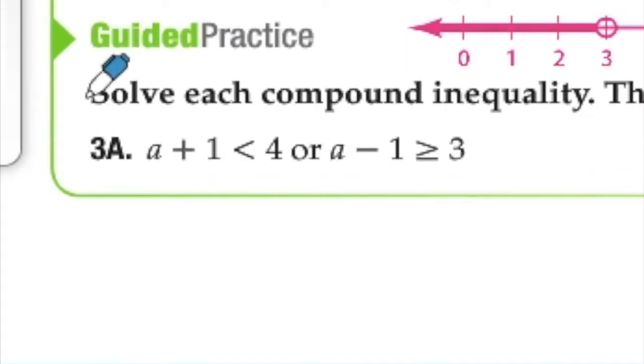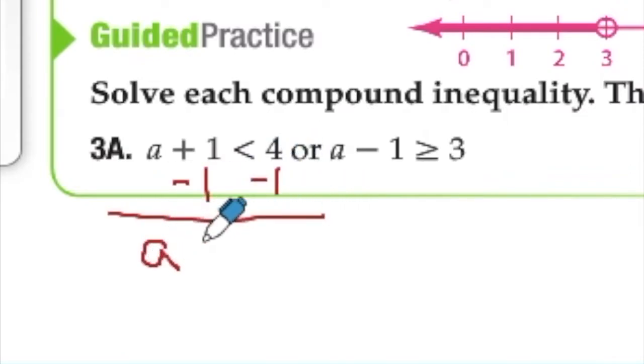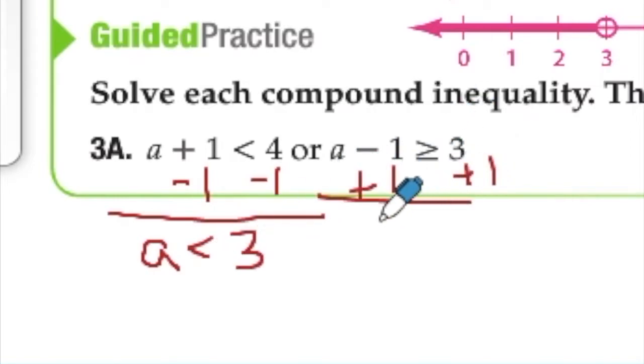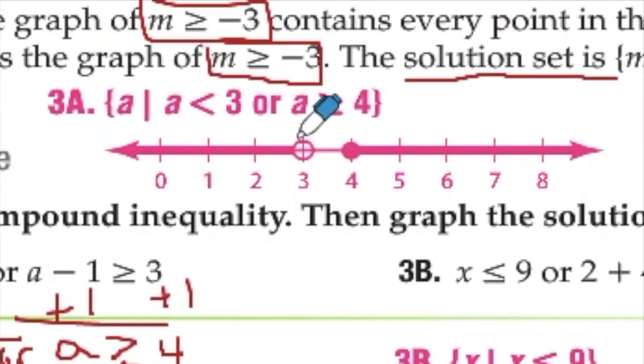For the guided practice problem here at the middle of page 308, we're going to again solve each of those inequalities separately. A is less than 3. And if I add 1 to both sides, we get A is greater than or equal to 4. And when we graph that, we have an open circle at 3, arrow to the left, and closed circle at 4, arrow to the right.